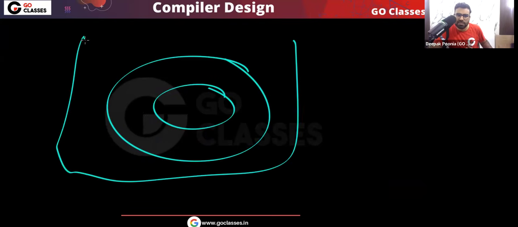One student is asking, do we have LR attributed SDD? No. There are only two famous or popular classes of SDD. One is S attributed SDD, another is L attributed SDD, and the remaining SDDs are not L attributed. Actually, these two classes are famous. Why are these two classes famous? That I will tell you by the end of this lecture.